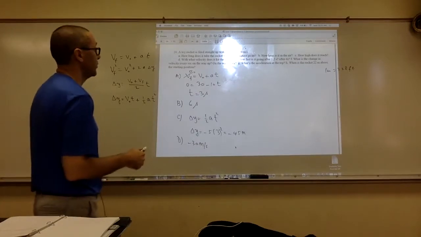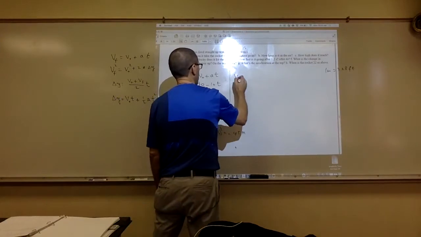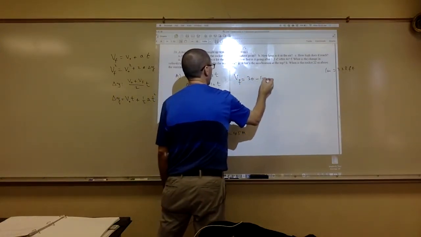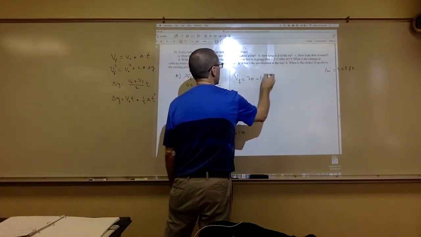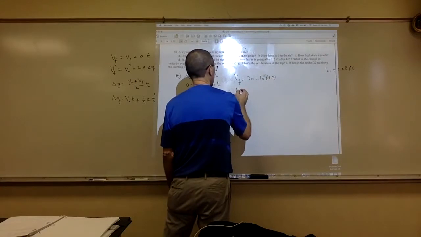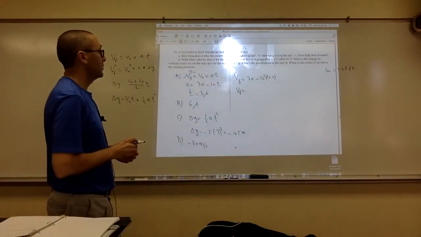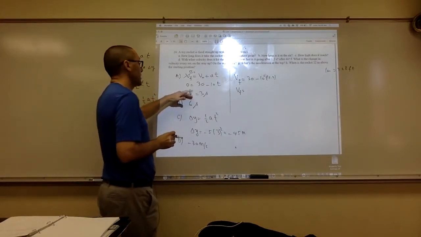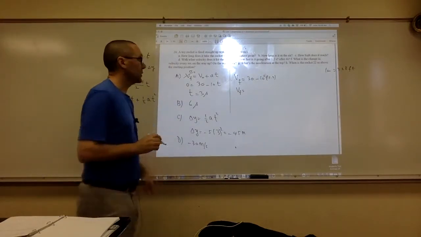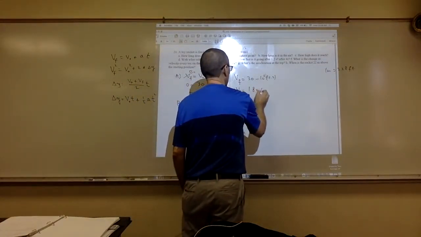How fast is it going after 1.2 seconds, or at 1.2 seconds? So VF equals VI plus A T. Now T is 1.2 seconds. Now you should know that this velocity should be positive because you haven't reached the top yet. At 1.2 seconds, it's still climbing. So that's going to be, it looks like 30 minus 12, so that's 18 meters per second.